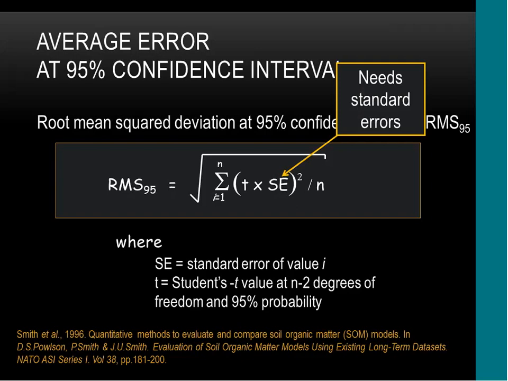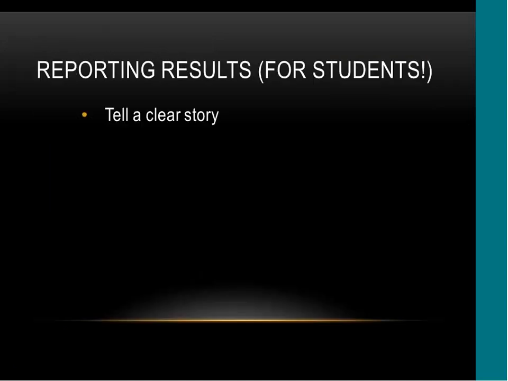Okay, but to do that, we need the standard errors. So if we've just got a list of data which just give us some mean estimates from a plot, then we can't easily do this. So we do need the standard error. But if we've got the standard error, because we know the variation in the measurements that were taken to make up a given estimate, then we can do this RMSE 95. So this is just put in for students when we're talking to students.